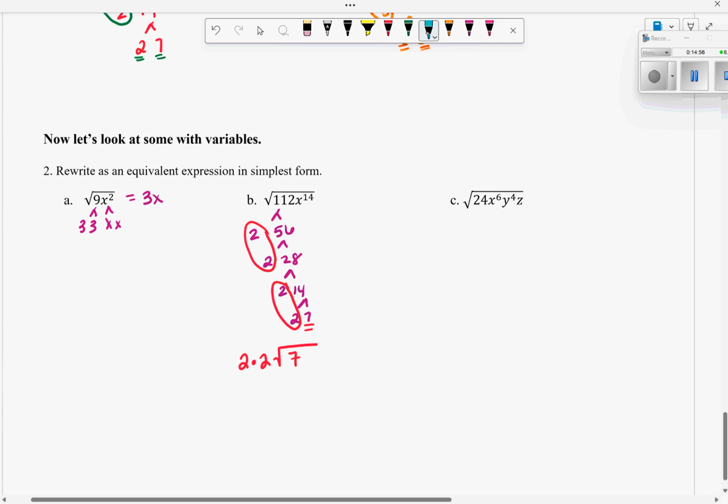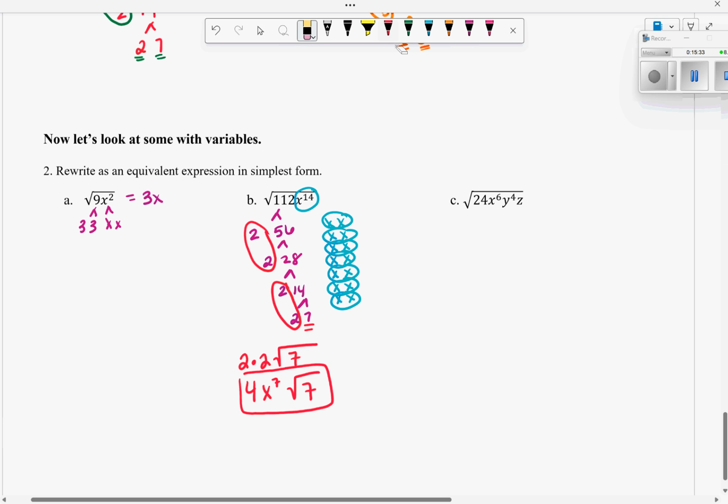And then we have x to the 14th. We're trying to think about how many of these we have. If we write them out, how many groups of 2? That's 2, 3, 4, 5, 6, 7, 8, 9, 10, 11, 12, 13, 14. You can see you have 1, 2, 3, 4, 5, 6, 7. That means we can take 7 of these out. So really this would be 2 times 2, which is 4, and then x to the 7th power times the square root of 7.